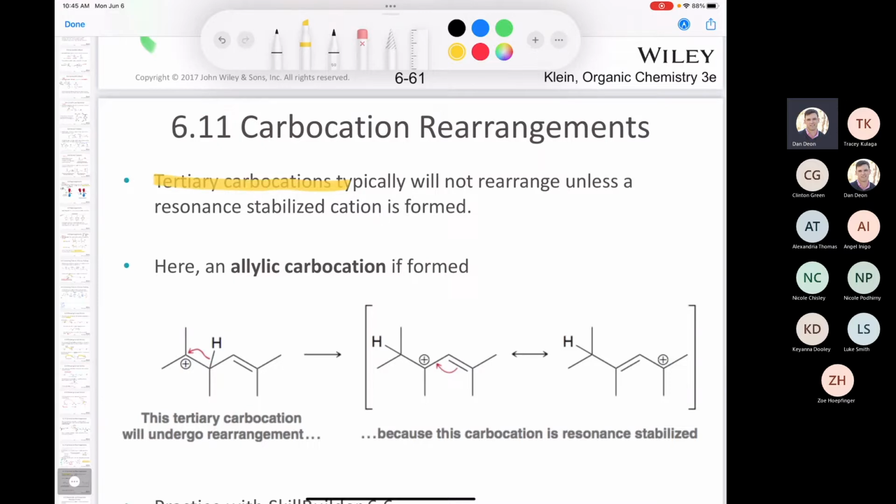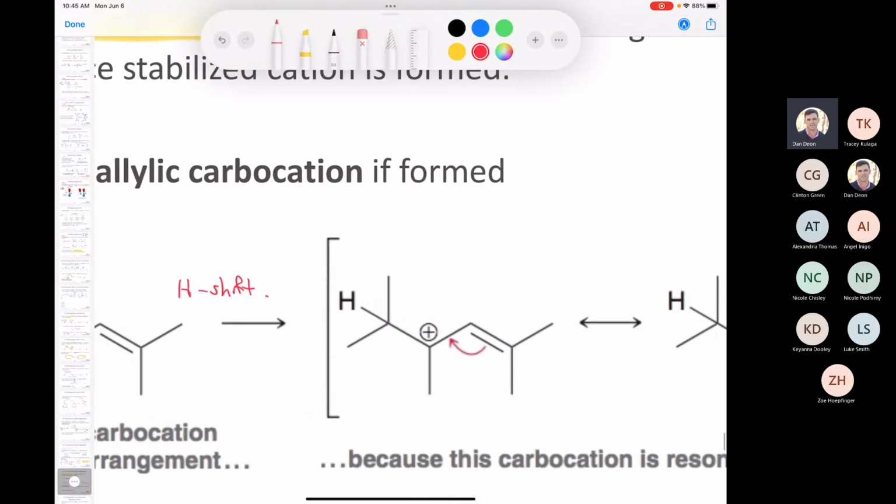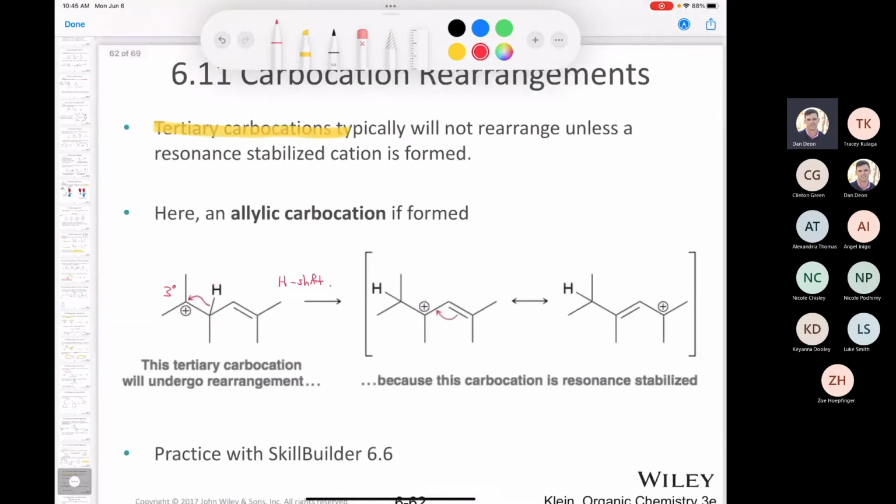A tertiary carbocation typically won't rearrange unless you end up with something that's going to be resonance stabilized. So here we have a tertiary carbocation, not stabilized by resonance whatsoever, but if we do a hydride shift, we end up with a tertiary carbocation that's resonance stabilized. That is an allylic carbocation right here, and that is even more stable than a tertiary, and so that is an exception where that would happen.